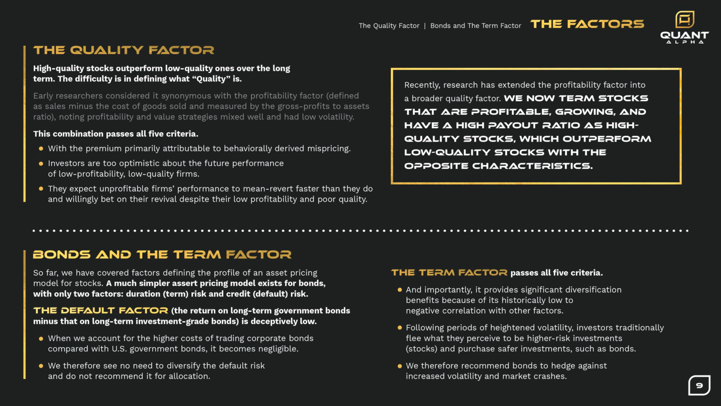We therefore see no need to diversify the default risk and do not recommend it for allocation. However, the term factor passes all five criteria, and importantly, it provides significant diversification benefits because of its historically low to negative correlation with other factors. Following periods of heightened volatility, investors traditionally flee what they perceive to be higher risk investments, stocks, and purchase safer investments, such as bonds. We therefore recommend bonds to hedge against increased volatility and market crashes.